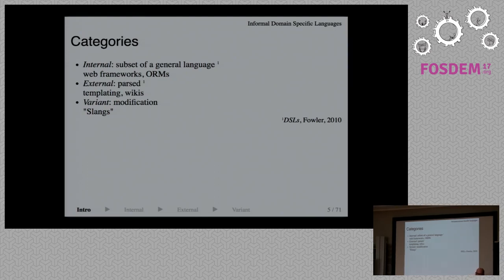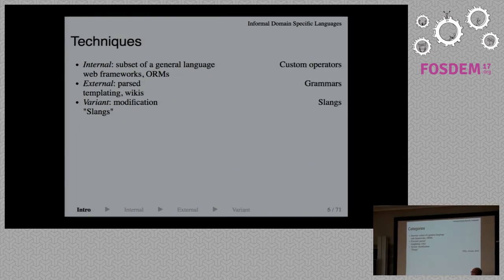I'm adding a third category to this talk, which I'm calling variant DSLs. And these are languages that start off as a more common language, but you modify it a little bit. And in Perl 6, there's a notion of slangs, which refers to this concept.